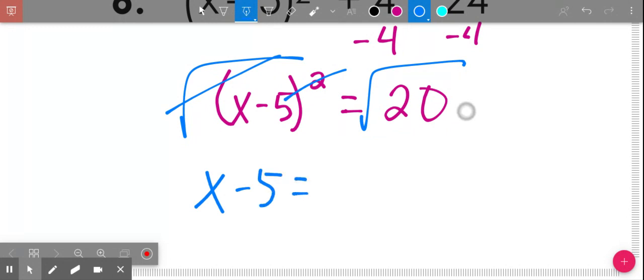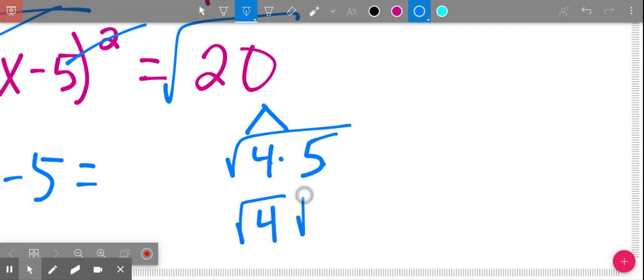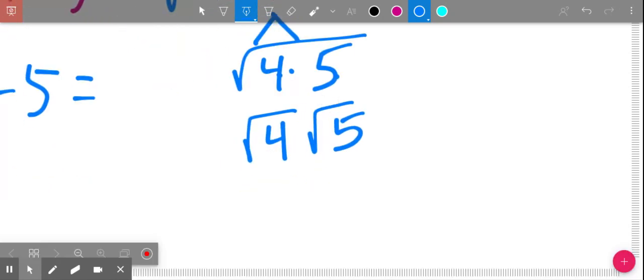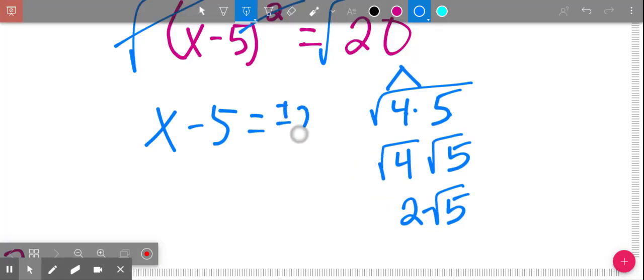So this is where we have to break it up into its pieces. So remember, we need to know what is the largest perfect square that goes into 20. Well, I'll give you a hint. It's 4. So we're going to break that up into 4 times 5, because 4 times 5 is 20. We're going to split apart that radical, so I'll have the square root of 4 and the square root of 5. And we know that the square root of 4 is 2. So I'll have 2 square roots of 5. So when we're dealing with that equation, it's going to be plus or minus 2 square roots of 5.